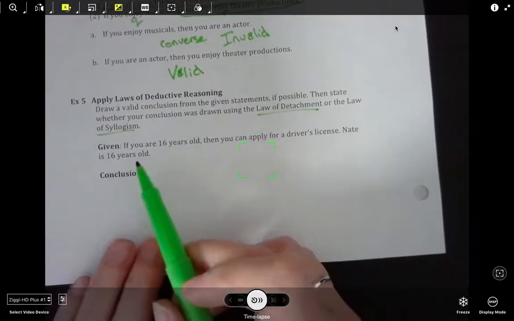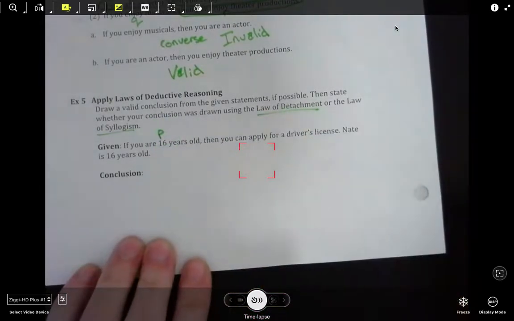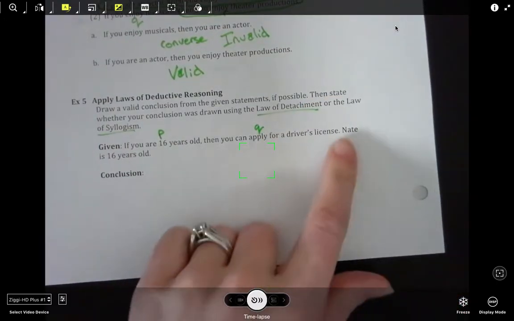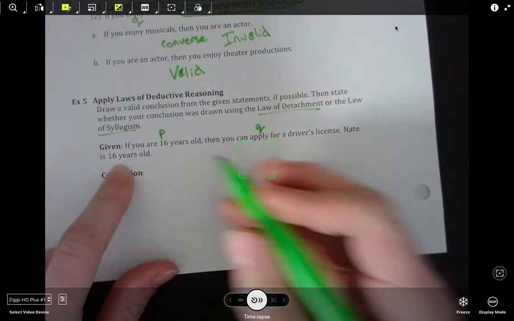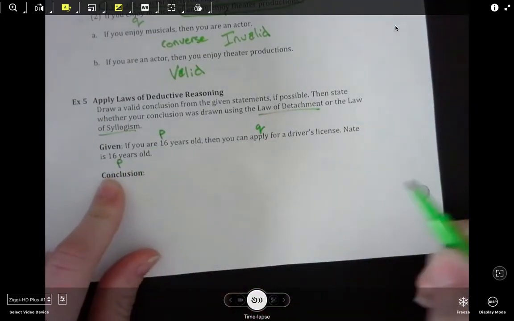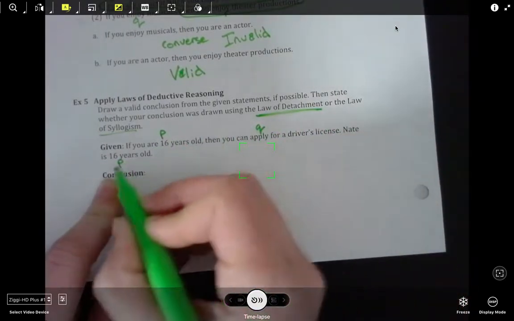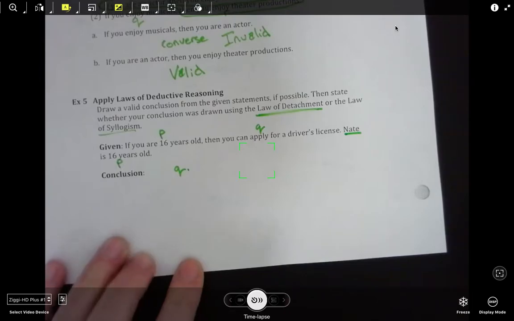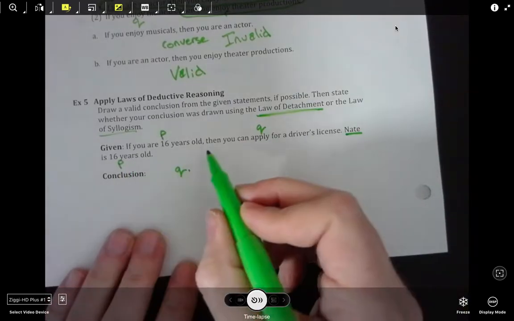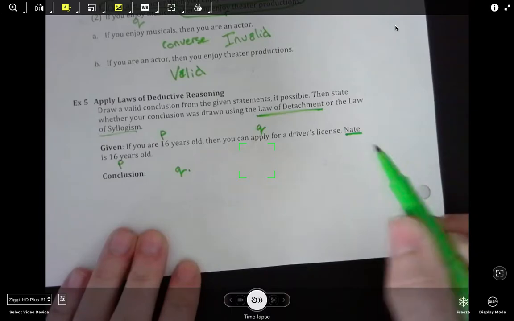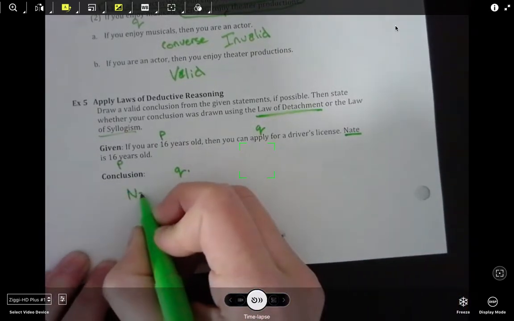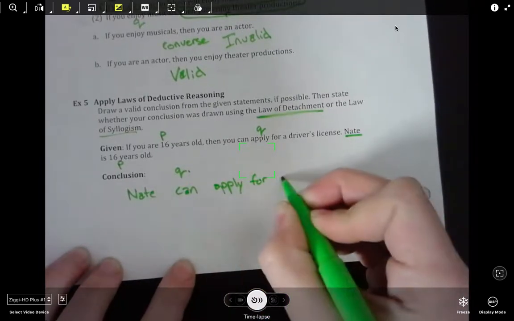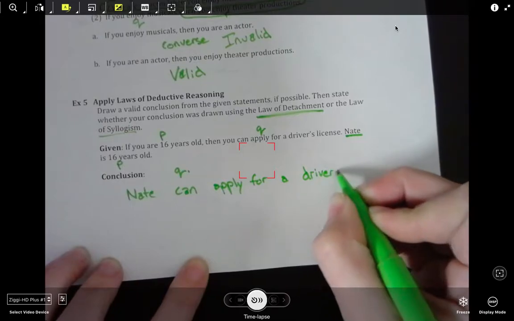All right. If you are 16 years old, let's call that statement P, then you can apply for a driver's license. Let's call that statement Q. Okay, Nate is 16 years old. That kind of sounds like statement P again. So that is following the law of detachment. P, Q, P, Q again. So we need to conclude statement Q and apply it to Nate's situation, right? So if you're 16 years old, then you can apply for a driver's license. Nate is 16 years old, so our conclusion: Nate can apply for a driver's license.